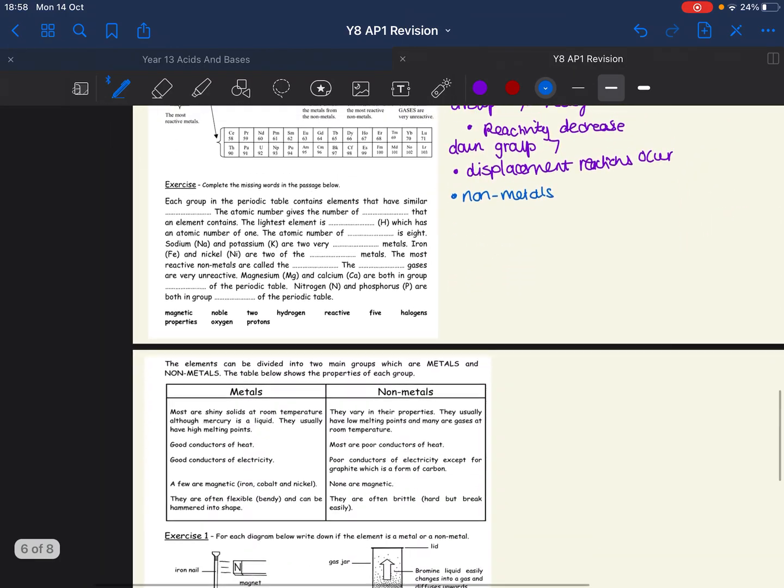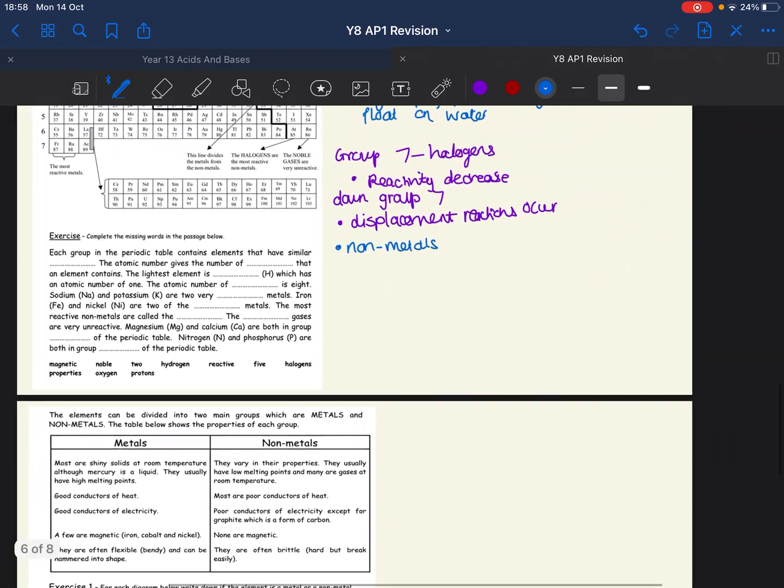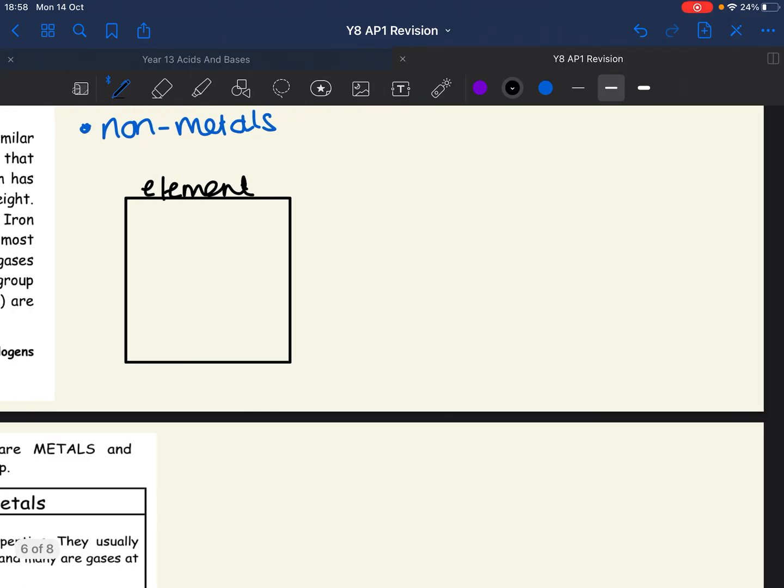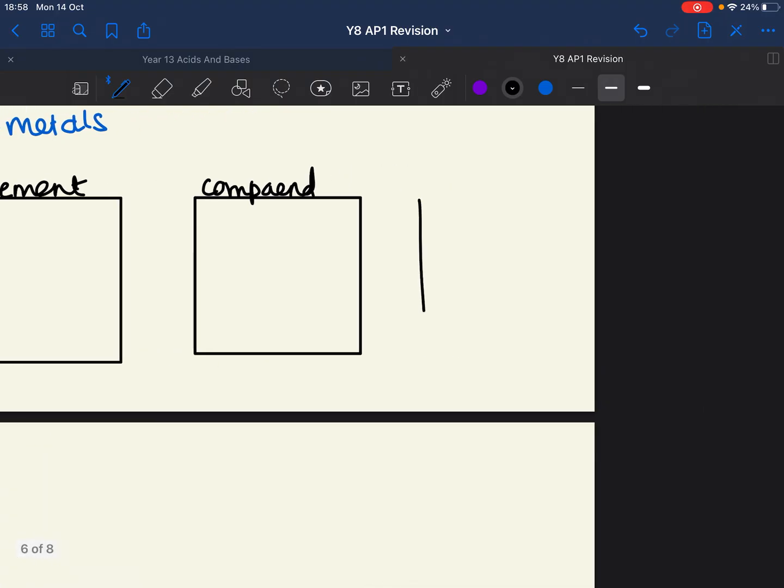Okay, righty. So moving down to this section here, I'm just going to do this in a different color. And this is a very small part. This is the difference between elements: element, compound, and mixture. Element, compound, and mixture.